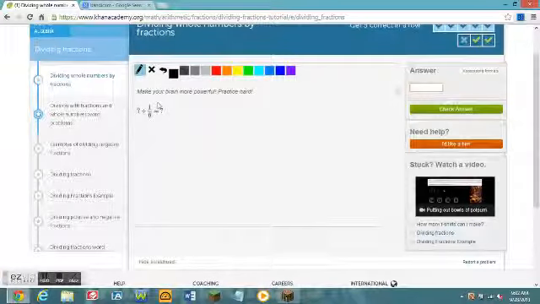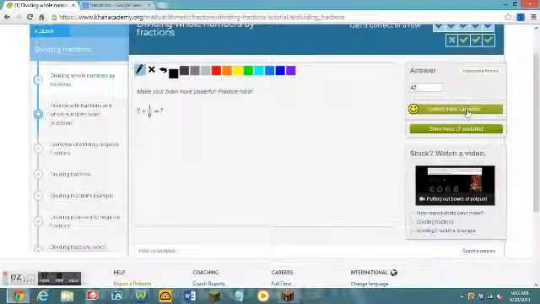It was 10 over 1, which consequently equals 10. Now, if you practice enough, you can do this mentally. So, this is 42.